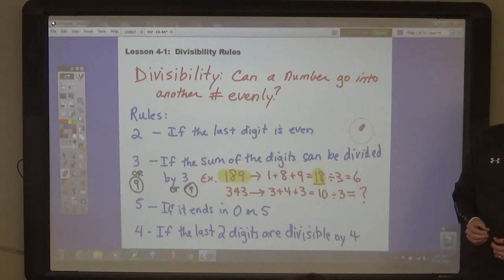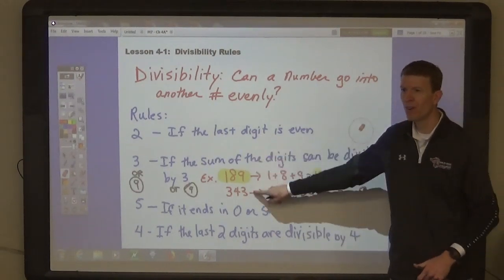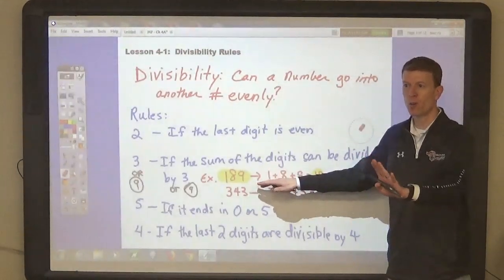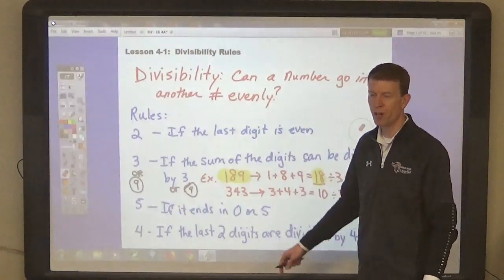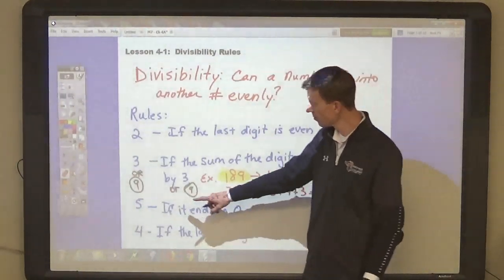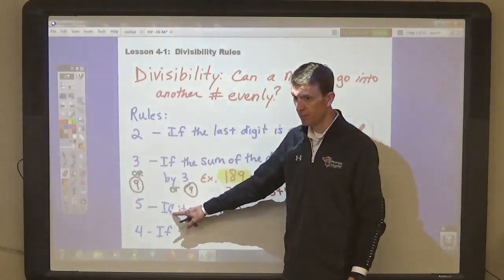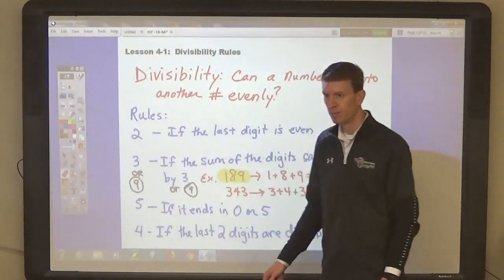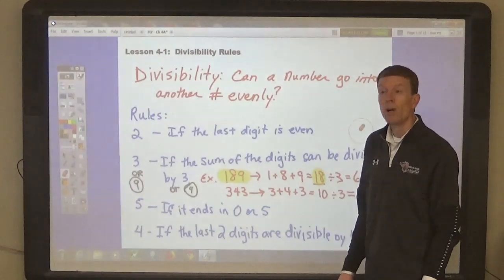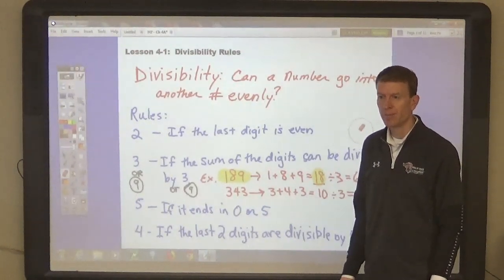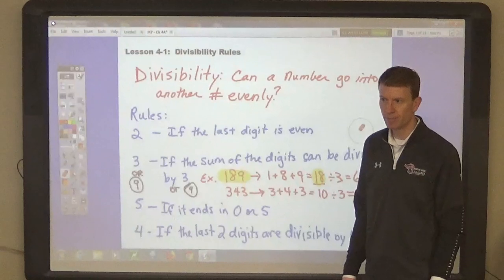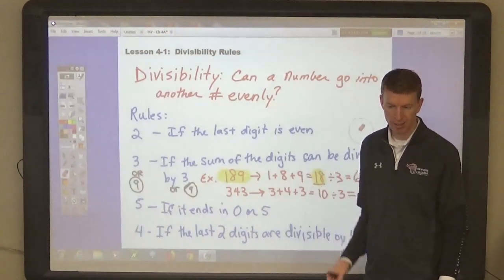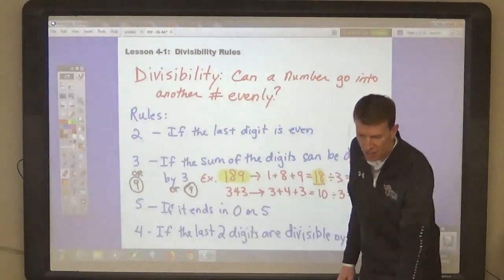Any questions about the rules so far? Okay, then hold your other questions and I'll get to them as soon as I'm done going through the notes. So are you saying that if the number has no remainder, it's divisible? Right, yes, divisible evenly, without a remainder, or without a decimal point if you're using your calculator.